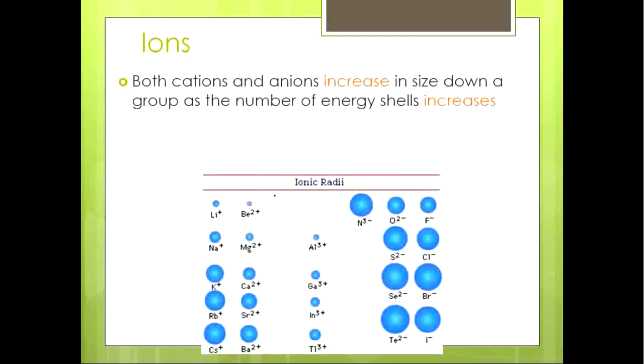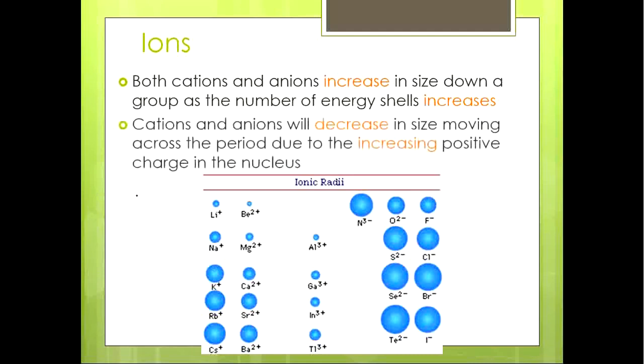Now, in general, though, both cations and anions increase in size as you go down the group. Why? Because you're adding more of those energy shells, right? It's the same reason as before with atomic radius. And in general, cations and anions will decrease in size moving across the period because, again, of the increasing positive charge in the nucleus. So you can see that here in this picture, as you go down for the cations, the size is getting bigger. As you go down for the anions, the size is getting bigger.